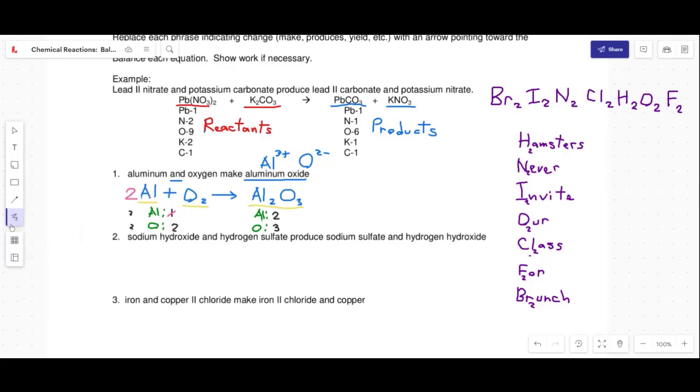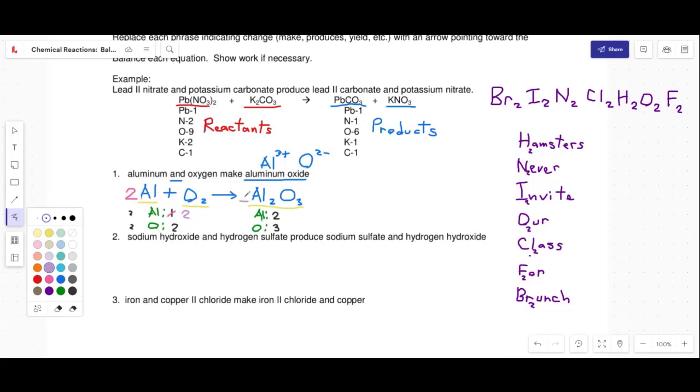So 2Al plus oxygen. Now I have 2 aluminums here. Now I have to balance my oxygens. This is a little tricky because whenever you have an odd number that you're trying to balance with an even number, there's no way to do that unless you use a fraction, but you can't use fractions in balancing equations. So what do you do? Whenever you're balancing an odd with an even, double the odd to make it even and then rebalance.